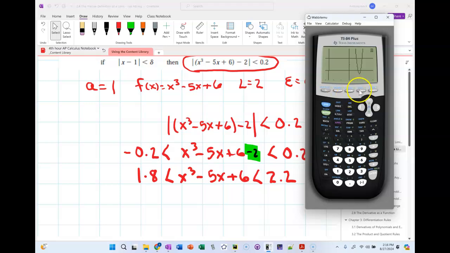So we press second and then the trace button and pick the intersect command. It's going to ask me 3 questions: first curve, second curve, and guess. The first curve, it tells me, is the cubic. So I'm going to press enter. The second curve, it says, is the 1.8. So that's this line here. I'll press enter. And then my guess, since 1.8 intersects this in 3 places I can see, I want to make sure that I'm careful about where I'm adjusting to. I'm going to go right here.